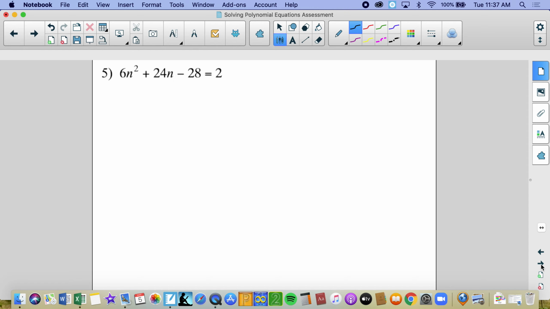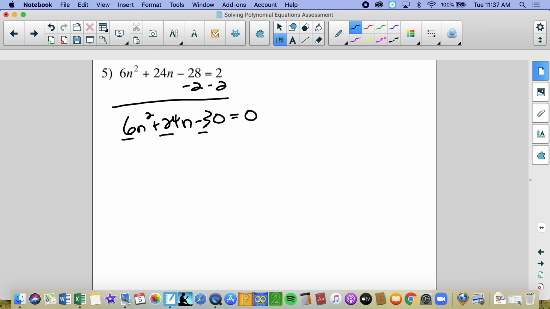So number 5, the last one of factoring, we're going to set it equal to 0. Minus 30. And now we look, there's a common factor amongst those three terms. So we need to factor out a common factor. So 6 goes into each of those. So let's rewrite this. And I can do A times C.